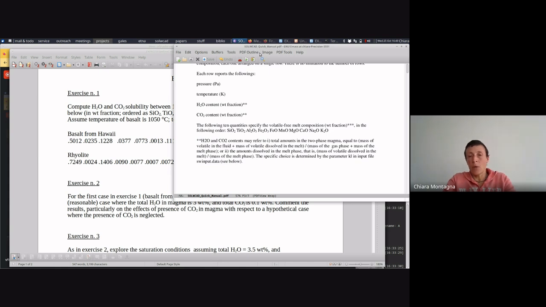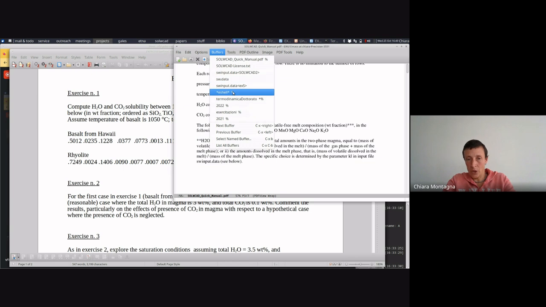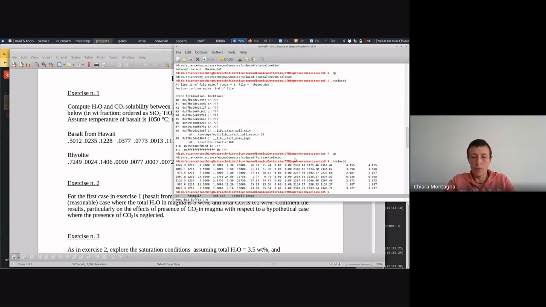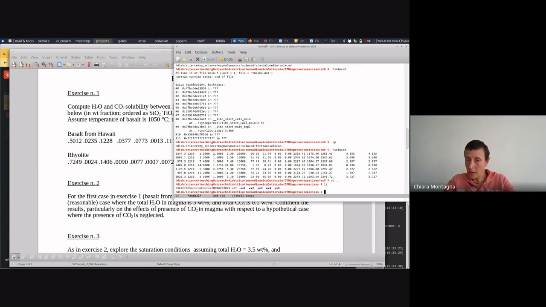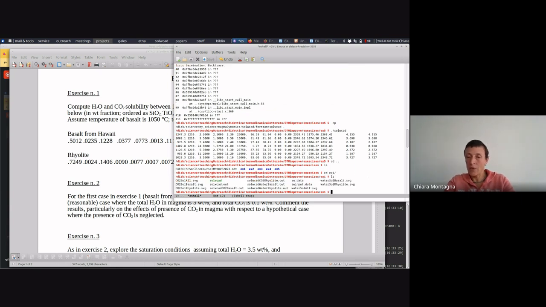Okay, now here I have a shell open, which is in the folder where I have solved these exercises. So let's start from the first exercise. What we have here, you see that we have the executable that we have seen. We have the two input files, sw.data and swinput.data. And then there are some outputs and figures that I have calculated and that I will show you later.